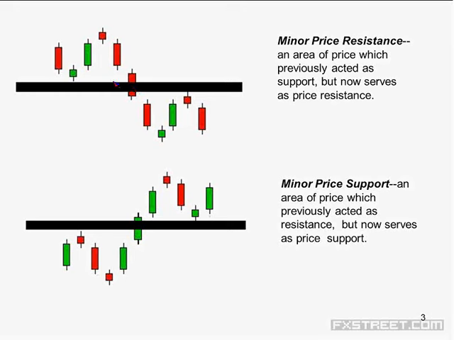The test did not bounce up. There were not the buyers there. There were not the buyers, but there were just continued sellers. And as there were not enough buyers there, what happened to it? Well, price just meandered on through.